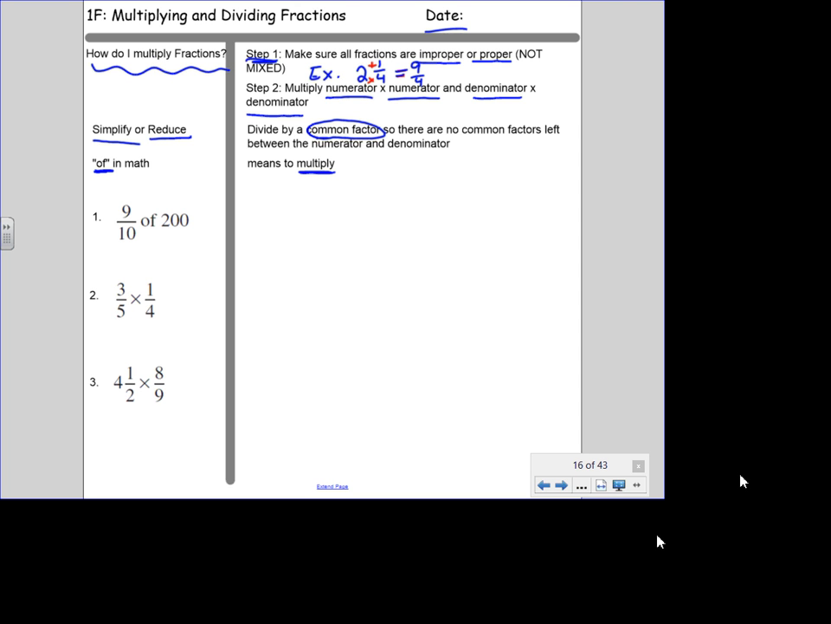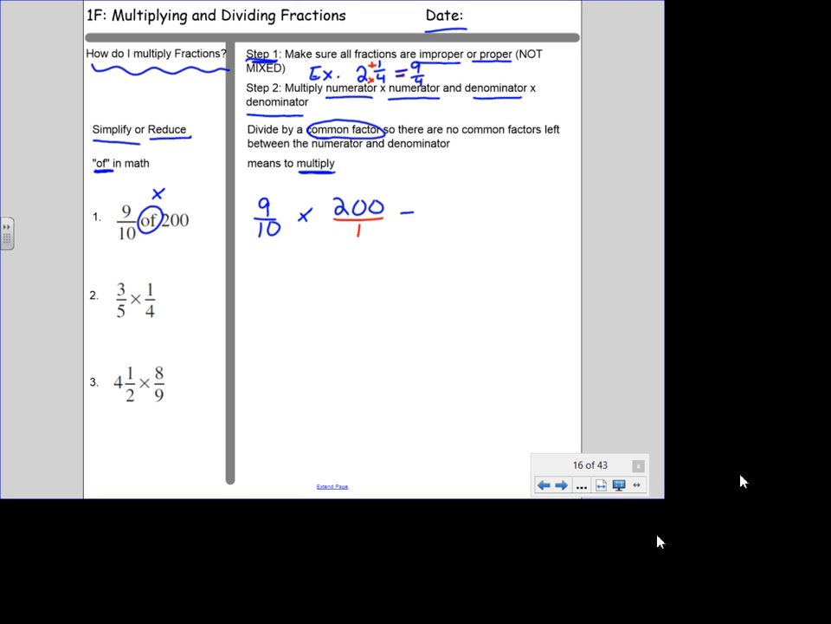Okay, so let's try an example. We have 9/10 of 200. So again, I know of means to multiply. When I look at the number 200, I'm multiplying a fraction by a whole number. And that whole number of 200, I can turn it into a fraction by putting it over 1. I can do that with any integer. I can always put it over 1 and make it into a fraction.